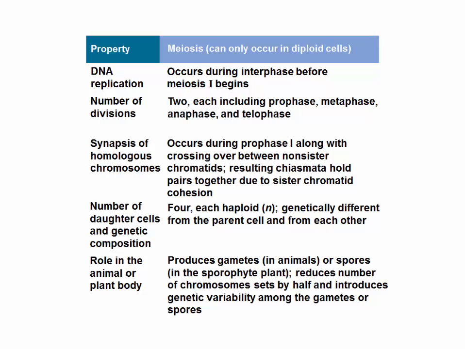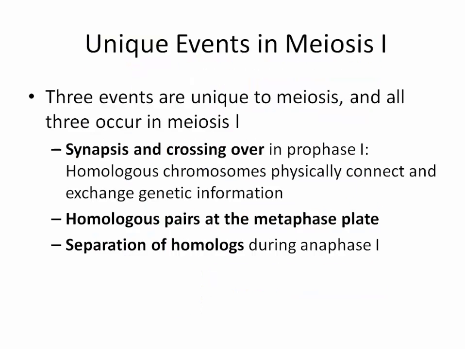And there is a crossing over, and there is a synapsis of homologous chromosomes, and you end up with 4 haploid, genetically different cells. And the role of meiosis is to produce gametes. That's it. Just to produce gametes for genetic variability.